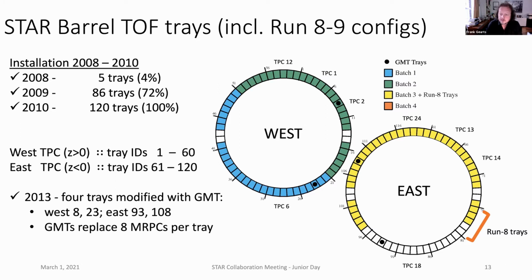In 2013, we actually have 4 trays modified so that these so-called GMT modules could get introduced, which is used for TPC calibration. I think maybe Gene at one of the junior meetings discussed that. But what it means is that I indicated here with the black dots that 4 trays were modified, and for each of these trays we removed 8 MRPC modules, 4 at eta equals 0 and 4 at the eta equals 1 side.